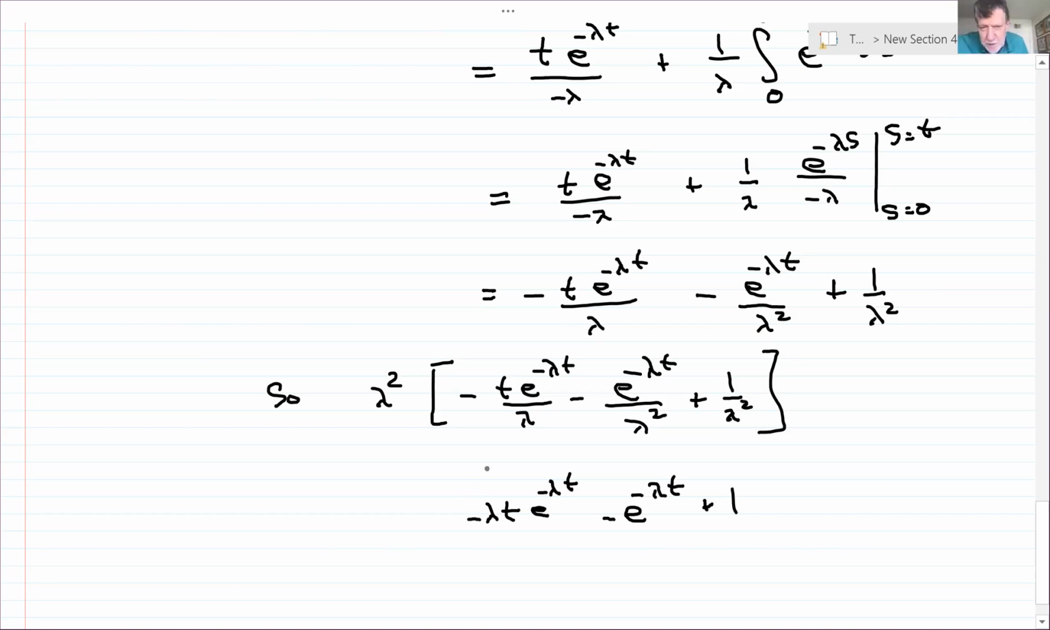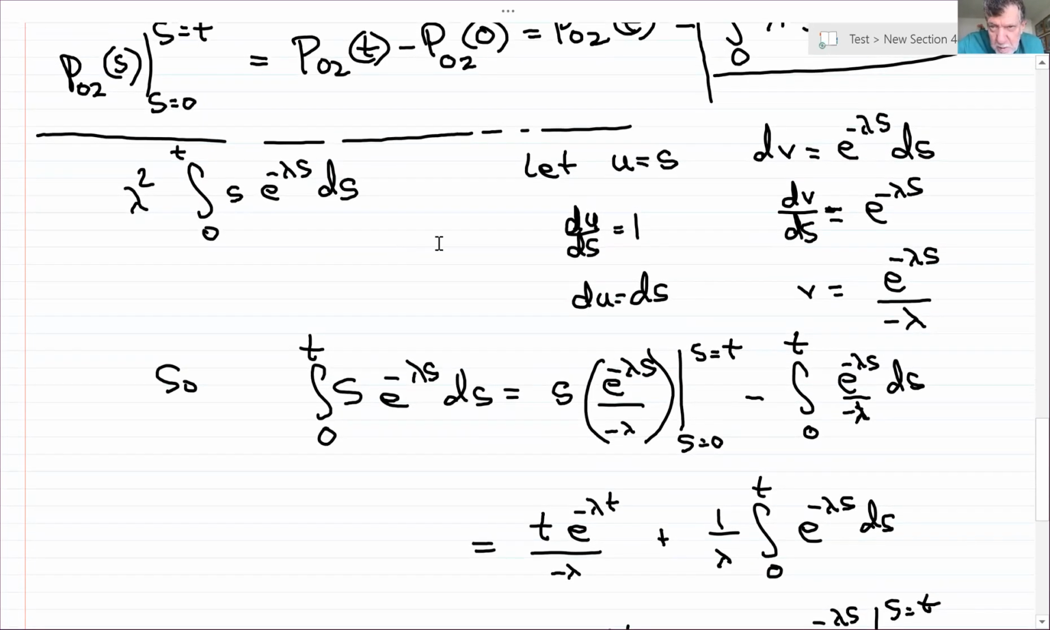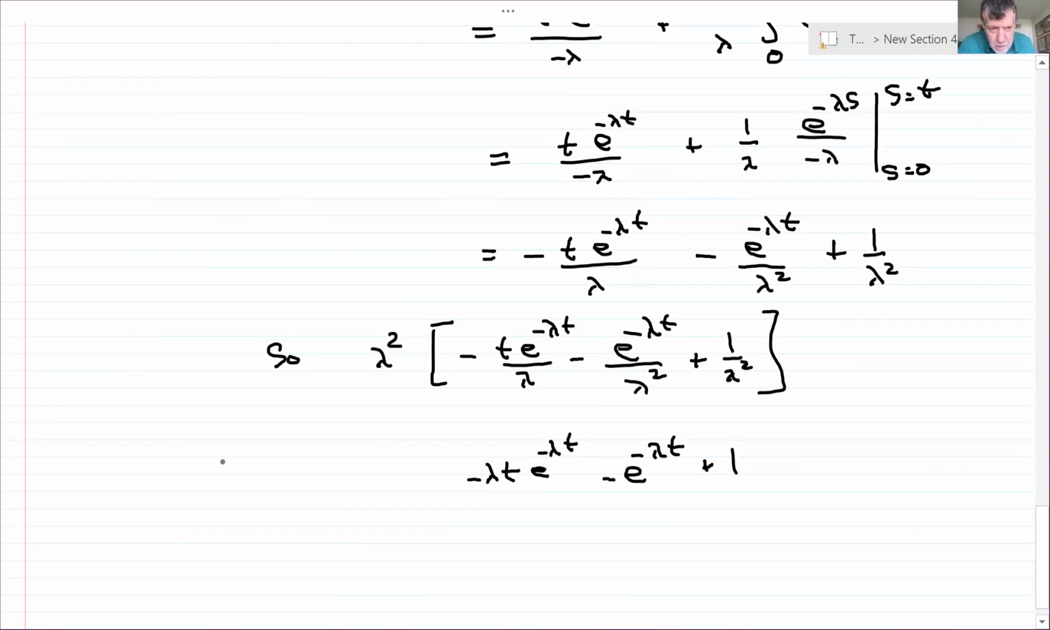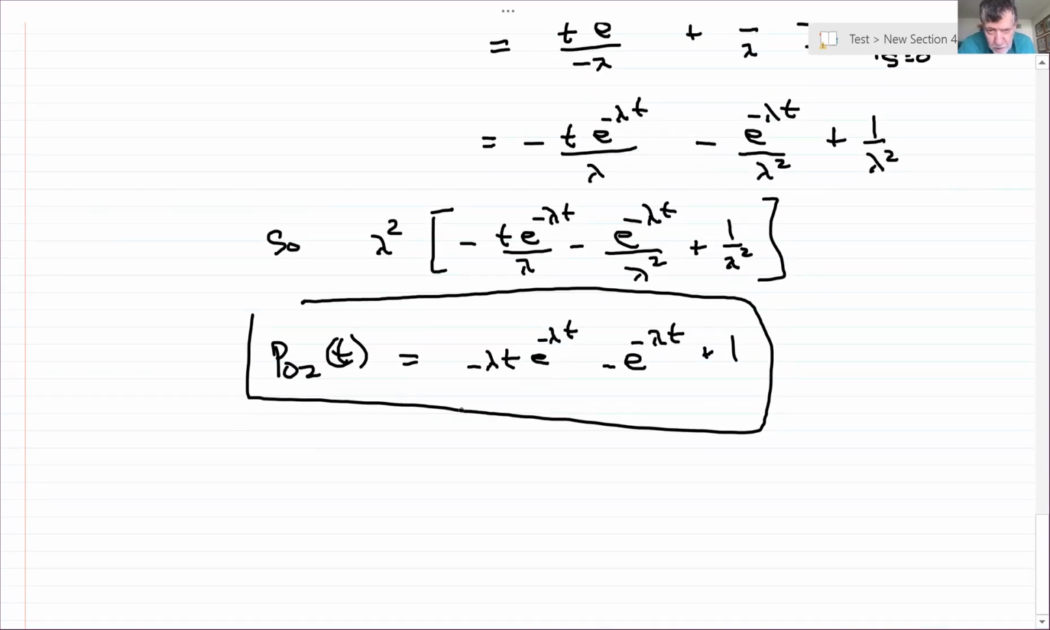Okay, so I think we're getting this, which is equal to this, which was equal to this, which is P02 of t. So we're getting this. P02 of t equals this guy. You can clean it up a little bit. These two have the same e to the minus lambda t in it. So you could write this as 1 minus, or is it 1 plus lambda e to the minus lambda t. Okay, so that's what we're getting for P02 of t.